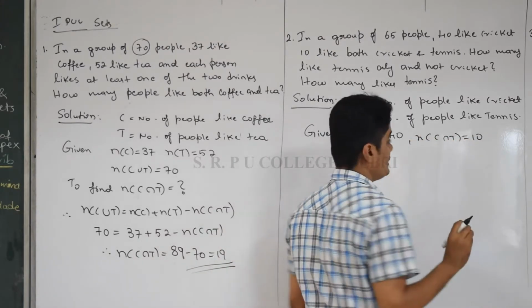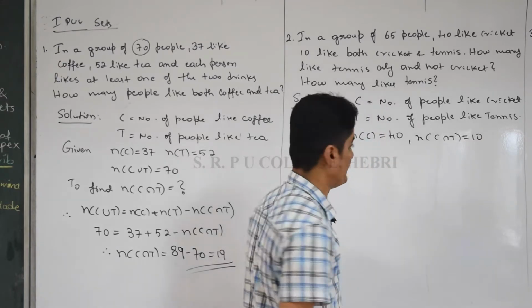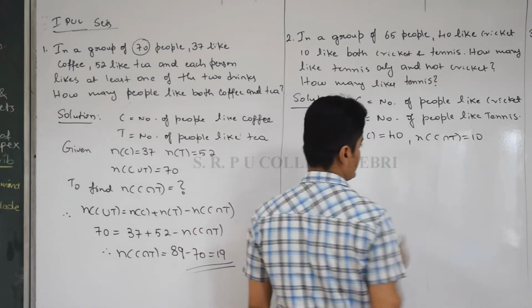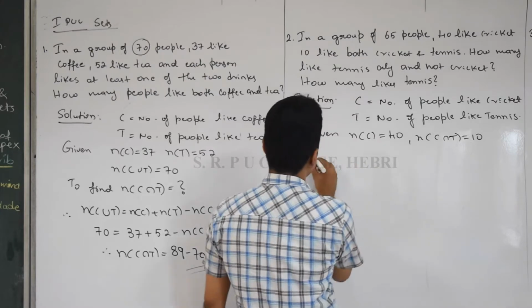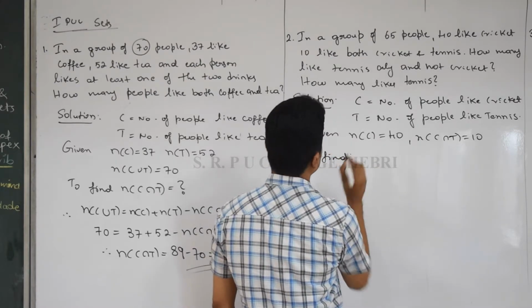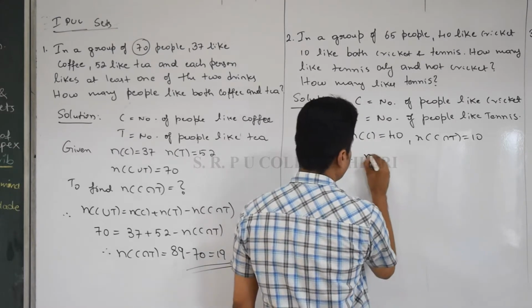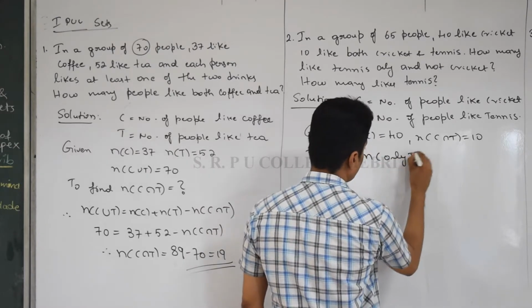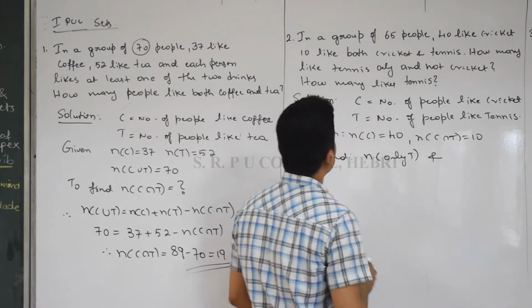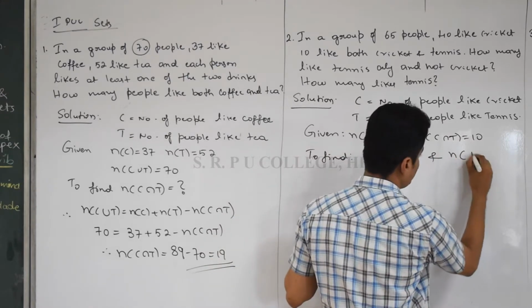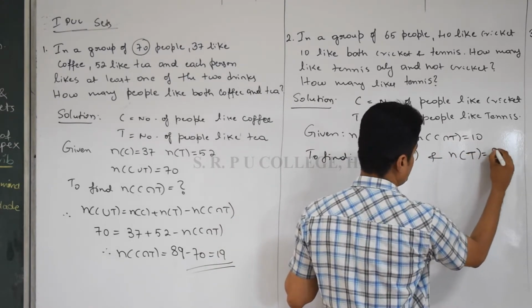So for this particular problem the Venn diagram is better. C intersection T is given. Correct? Very good. So what is required to find? How many like tennis only, that is n of only T. This we have to find out, as well as how many like tennis, n of T. Remember, we have to find both.